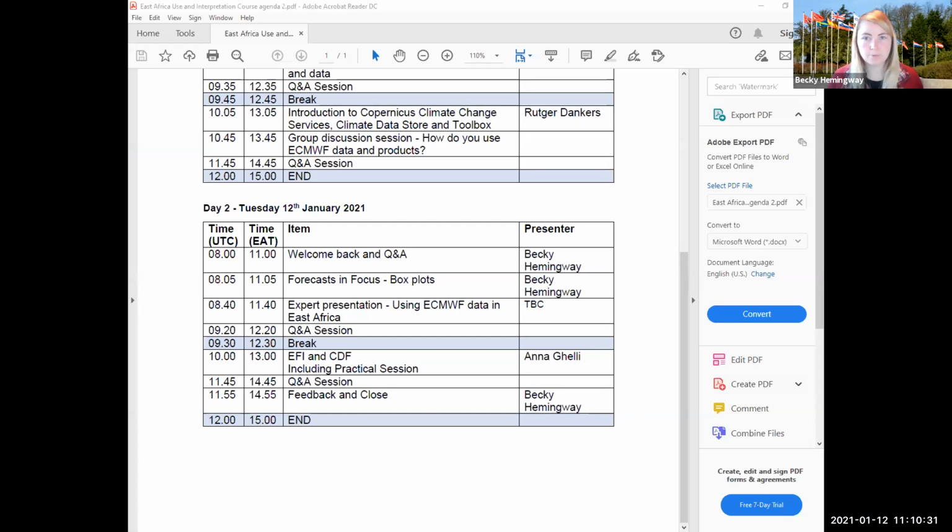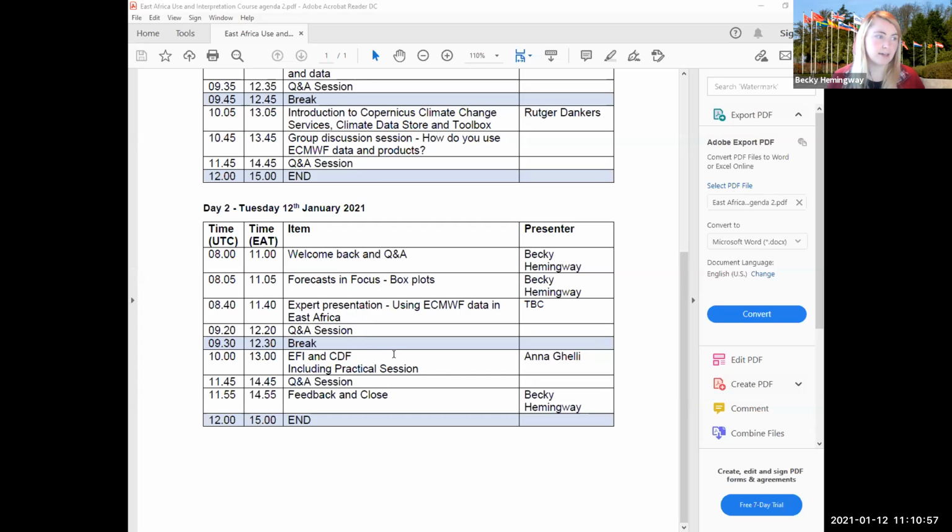Now, just a small point today is that we've changed the agenda slightly from one that you may have seen, to incorporate some of the feedback from yesterday. A number of you mentioned box plots and not understanding their interpretation, so I'm going to go through those straight after this. We're then going to have an expert presentation on using ECMWF data in East Africa. So we have a couple of presenters here.